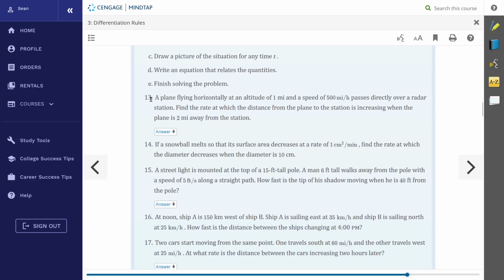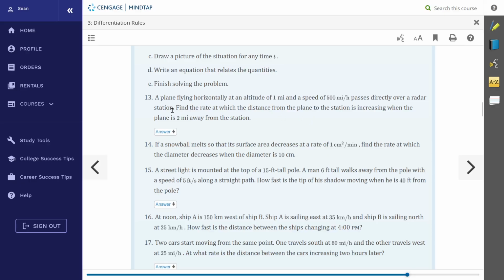Figured I would go over this again while it's still fresh in my mind. So we have this problem here. A plane flying horizontally at an altitude of 1 mile and a speed of 500 miles an hour passes directly over a radar station. Find the rate at which the distance from the plane to the station is increasing when the plane is 2 miles away from the station.